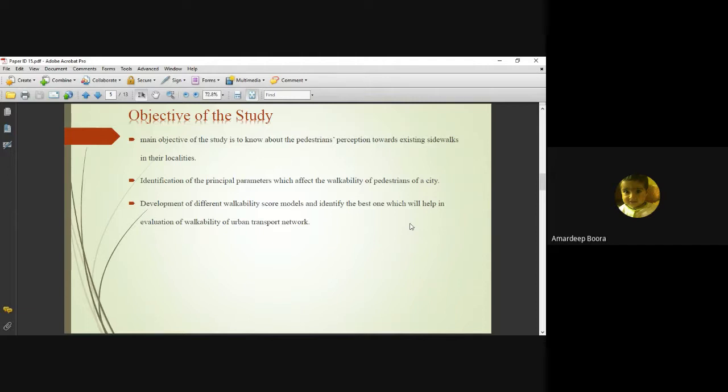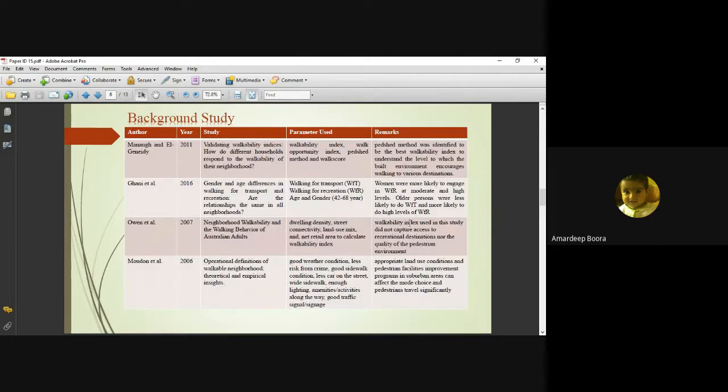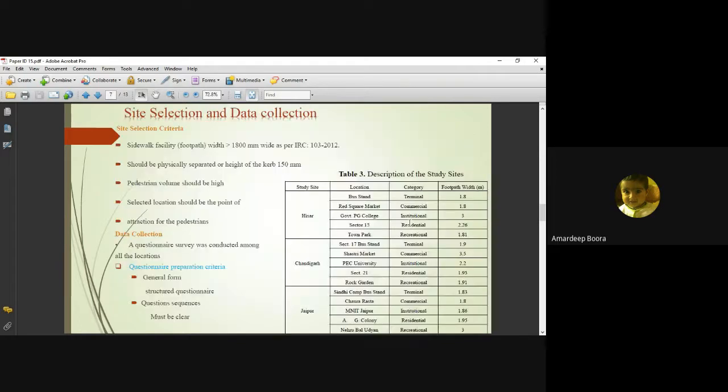Okay, so identification of principal parameters which affect walkability, and development of different walkability score models which can be used in the future to assess or provide some walkability threshold for urban planners for a specific city. This is the background study which was conducted by focusing on walkability only. You can see Managov, Gennady, and Gani et al. 2016 proposed different methods and models focusing on the same.